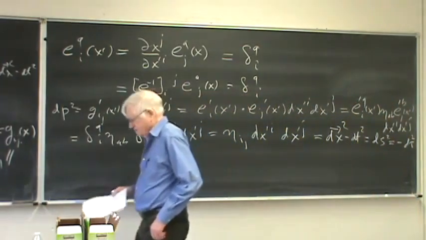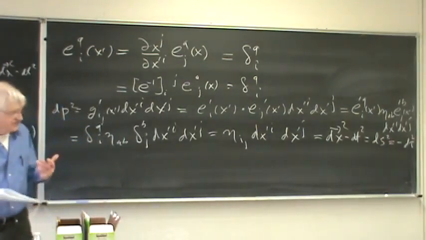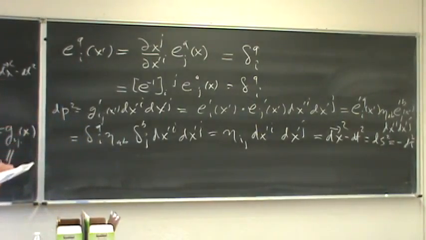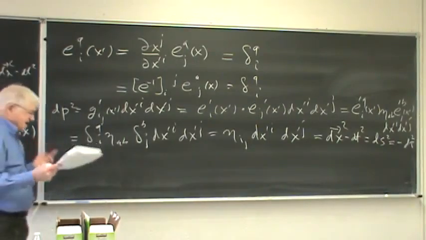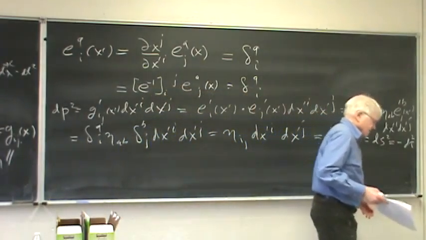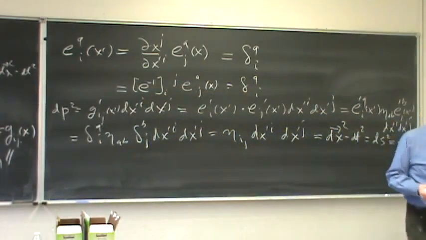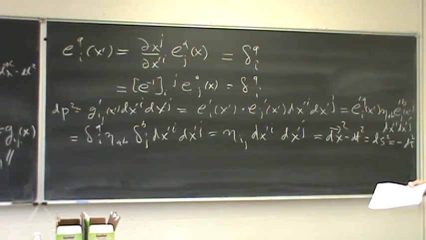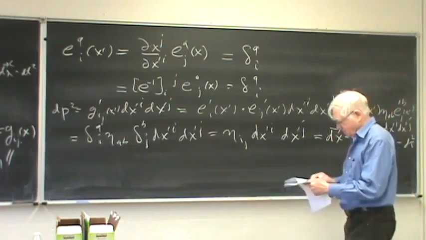So the idea is that we can always change to flat space in a vicinity of a point, and when we do that, all the Christoffel symbols vanish, and everything is like special relativity. And so that's basically the equivalence.